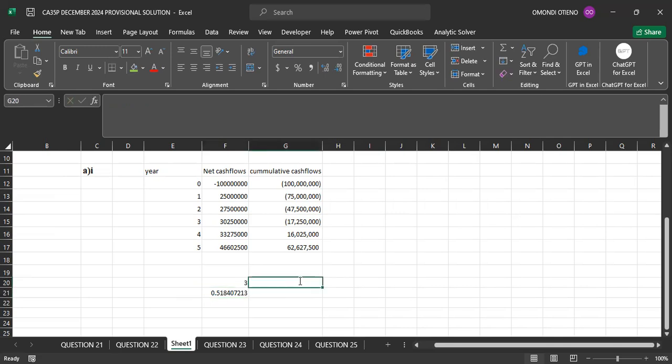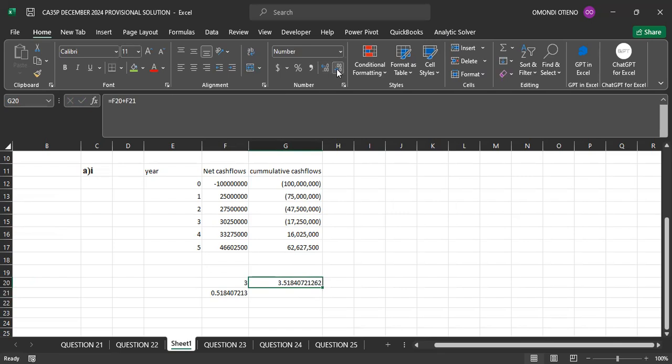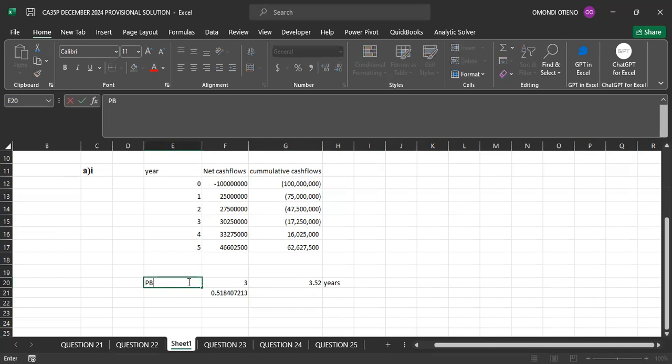The full years is 3 years, and then the proportion there is this one here. So if all that is added, then automatically I'm able to get to the payback period of this particular project, which we can all see is equivalent to 3.52 years. So that is our payback period.